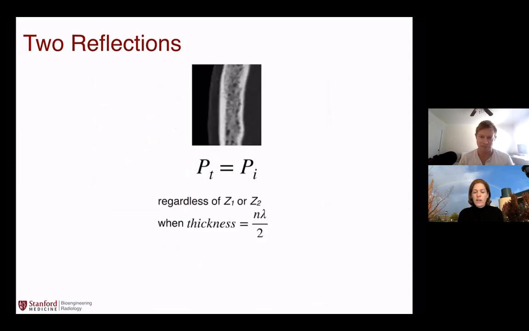So, or n lambda over 2. Oh, yeah, not wavelength over 4, I said the wrong thing. N lambda over 2. So it has to be a multiple of lambda over 2. So it could be lambda over 2, it could be lambda, 3 lambda over 2, etc. Then you're going to have complete transmission no matter what those acoustic impedances are, as long as it's going from Z1 into Z2 and then back into Z1.